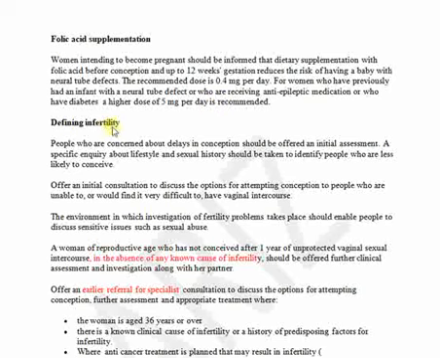Defining infertility. People who are concerned about delays in conception should be offered an initial assessment. A specific inquiry about lifestyle and sexual history should be taken to identify people who are less likely to conceive. Offer an initial consultation to discuss the options for attempting conception to people who are unable to or would find it very difficult to have vaginal intercourse.